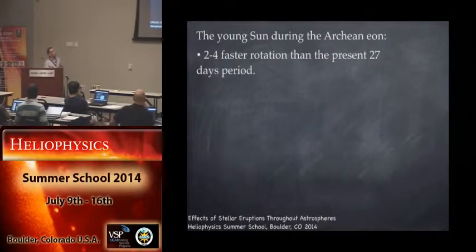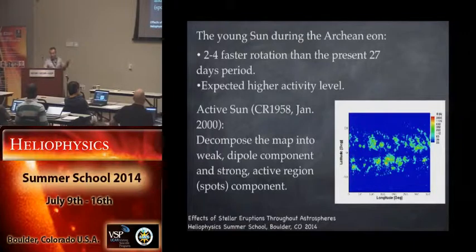So the rotation period was probably about 2 to 4 times faster than the current 27-day period. And we should expect a higher level of activity because it's a young star, so it's more active, especially if it's rotating faster. So again, here I mentioned what I did. This is now a display of the magnetogram of the active Sun that I showed before in the 3-dimensional view. And this is the original magnetogram that I took. And these, again, are the active regions that appear on the original map.